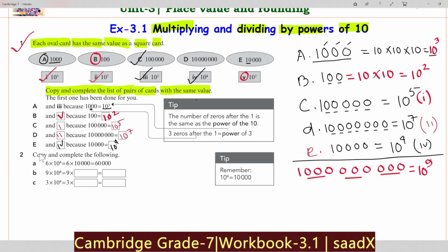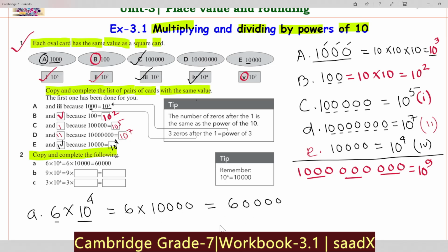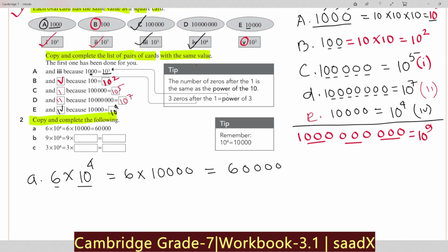Now number 2: copy and complete the following. Here is A, 6 times 10 to the power 4. So 6 is okay, and then 10 to the power 4 means 1 followed by 4 zeros, and finally we can write 60 000. Okay, it's a simple thing. Next, B: 9 times 10 to the power 4. It means 9 times 1 followed by 4 zeros, so finally 90 000.